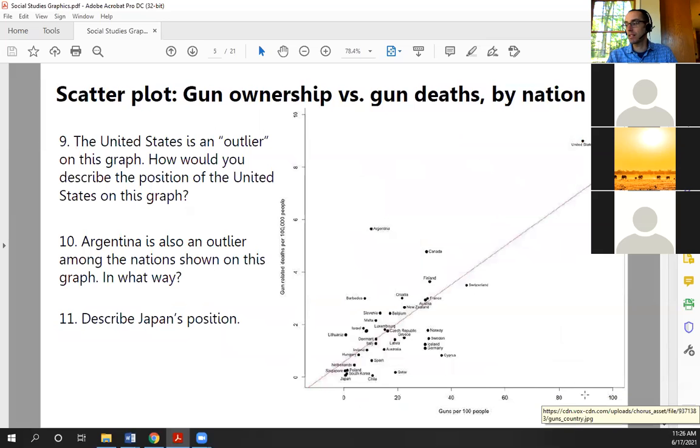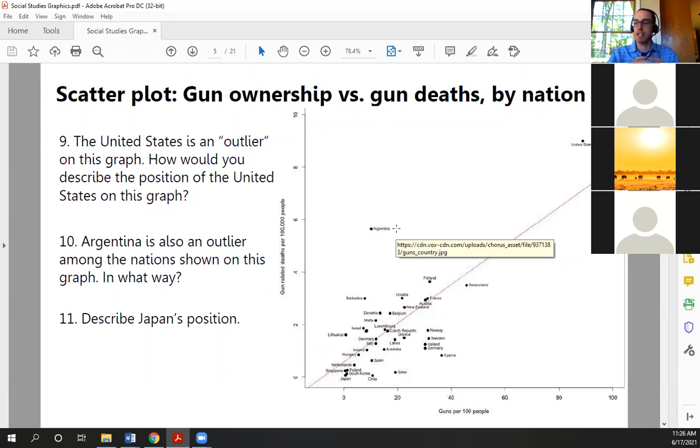You always have to think, okay, what is this telling me? But it looks like America owns about 90 guns per 100 people, which is again double the next highest, which looks to be maybe Switzerland. Okay. So an outlier. When you have an outlier, sometimes you want to take note of that. Number 10, Argentina is also an outlier among the nations shown on this graph. In what way? Here's Argentina. How would you describe Argentina compared to the rest of the group?